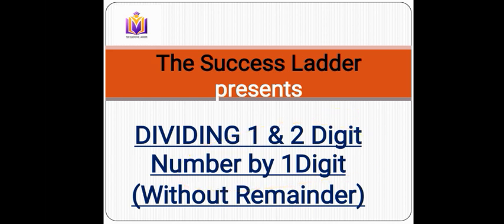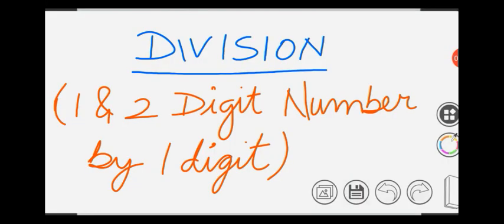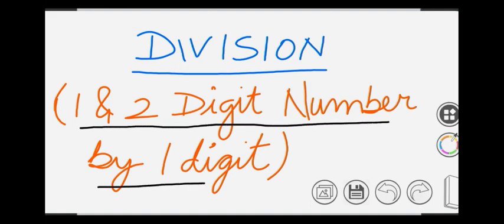So let's start. In the last video we discussed a few basic concepts and keywords that are used in divisions. For that you can check my video; I will upload it in the I button. And today we will be discussing how we can divide 1 and 2 digit numbers by any 1 digit number, and here we will be using the long division method to divide.